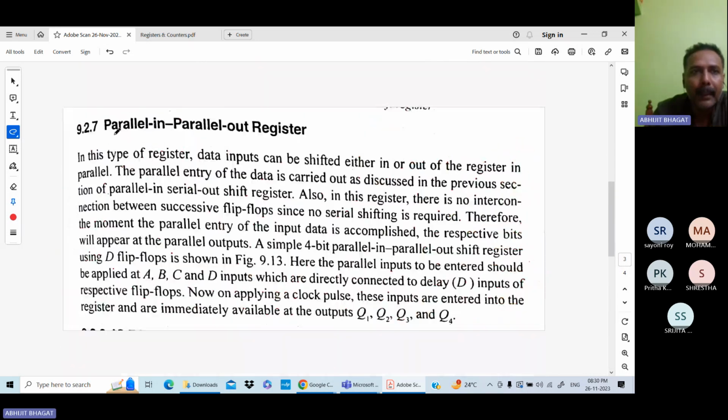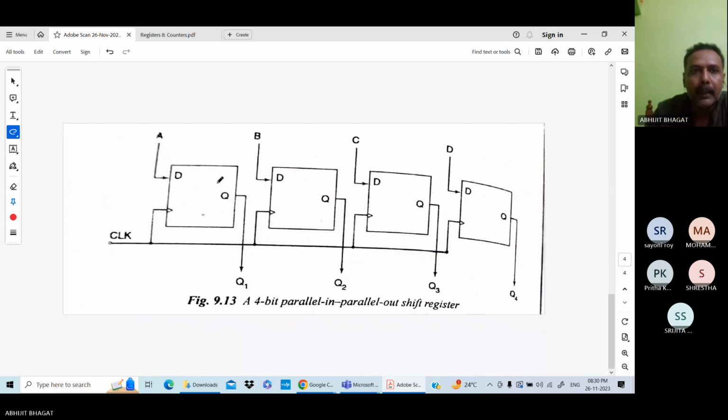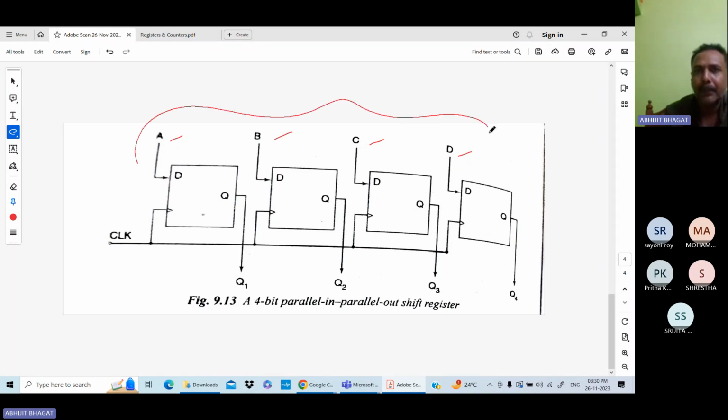Next is parallel in and parallel out. Data is in parallelly, data is out parallelly. Design is very easy. Preset clear সেই রকমই থাকবে. Preset and clear all is connected to VCC or 1. Here in this case, your A, B, C, D, these are the data. So data is in parallelly in the flip-flop and this Q is out. So data is out parallelly. Q1, Q2, Q3, Q4, your data. So data is in parallelly and data is out parallelly in this design.